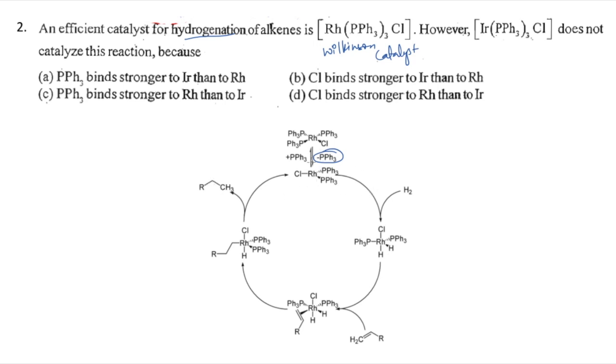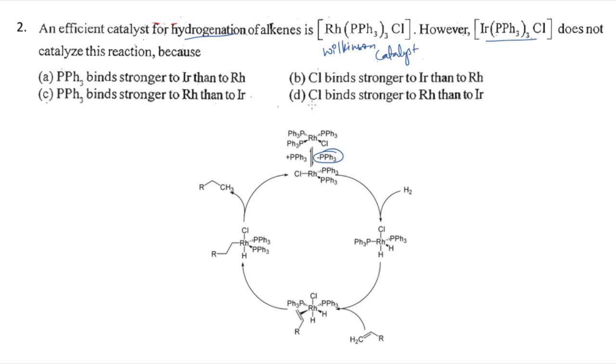So the first step to activate this reaction, or to activate the complex, is removal of PPh3. That means PPh3 has to be removed. Now with rhodium, this PPh3 can easily get removed. With iridium it does not happen. That's why it is not useful for the catalysis, right?